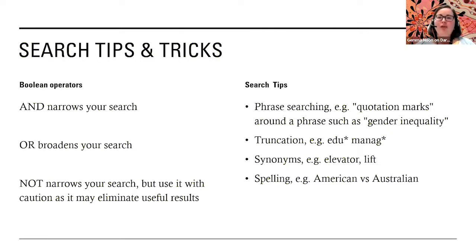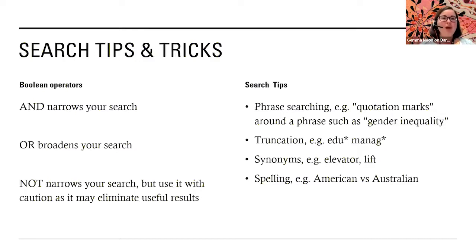Also think about things like synonyms, as I mentioned before. It's not only synonyms in terms of similar words for a topic, but there's often different ways of saying things from country to country. For example, elevator and lift, mobile phone, cell phone, and spelling can vary geographically as well. So American versus Australian spelling, for example.